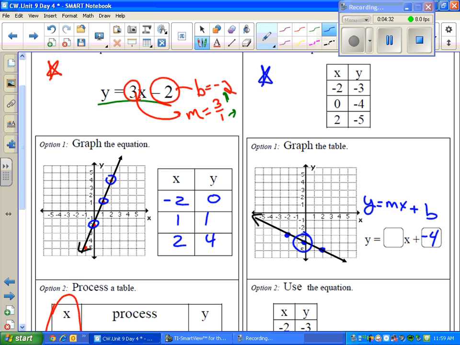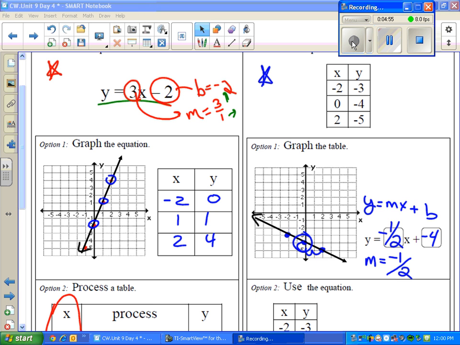And then we have to find our m, which is our rise over our run. Rise over run, we would go down 1 and right 2. So we have down 1 and right 2 is a fraction, so it's going to be -1/2. And our equation, therefore, is y equals -1/2 x minus 4.